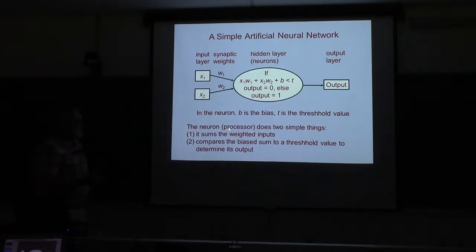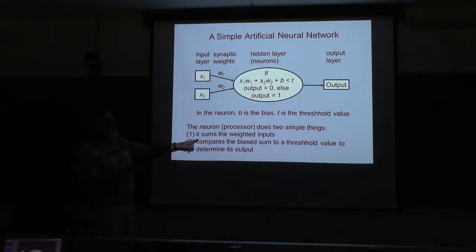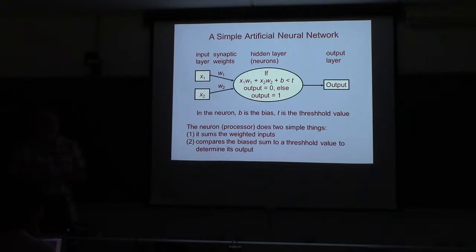Okay, so B is the bias, T is the threshold. So all it has to do is two simple things. It takes the inputs, weights them, and sums them, and then compares the biased sum to a threshold value, and then decides whether to output a value or not. So that's the essence of it.